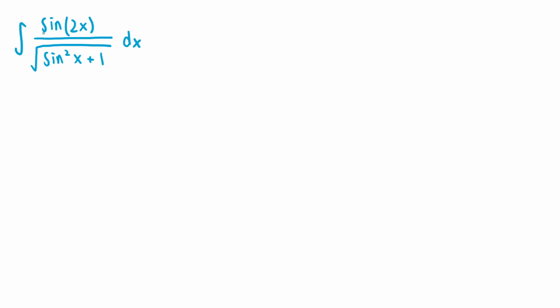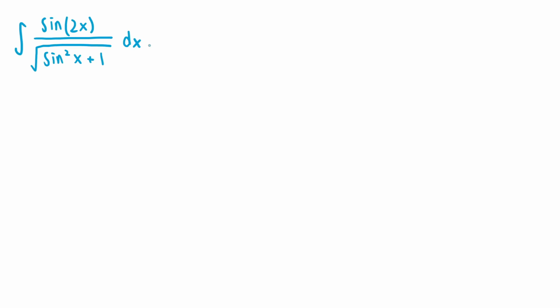So let's do the integral of sine of 2x over the square root of sine squared of x plus 1. The integrand has sine x terms and sine of 2x terms, which means we have sine functions with different angles in the expression. It would be helpful if we could rewrite the entire expression with only one angle in the arguments of the trigonometric functions.